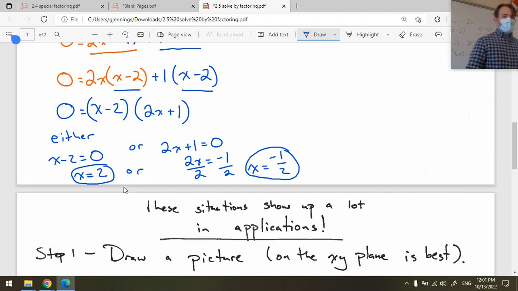Okay. So this is how you solve a quadratic by factoring. This only applies when the quadratic is equal to 0, because you're looking for those roots. You're looking for the times when y is equal to 0, the output of the function is equal to 0. And so we're solving for x-intercepts in these cases. Okay, let's do another example.